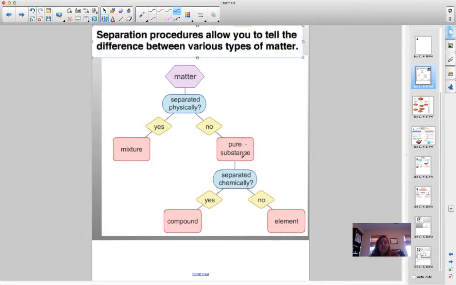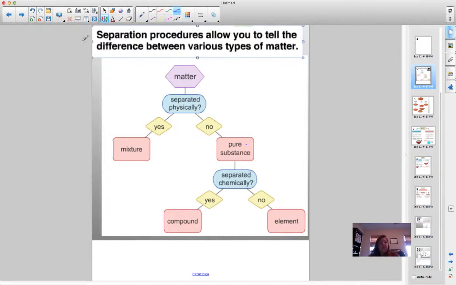If you have a pure substance and it can be separated chemically, meaning yes, then you have a compound like salt, NaCl. That's 2 or more elements combined to make a compound. If it cannot be separated chemically, then that means it is as simple as it's going to get. That means you have an element, and anything on the periodic table is considered an element. You cannot further chemically separate that. So that's just an overview.